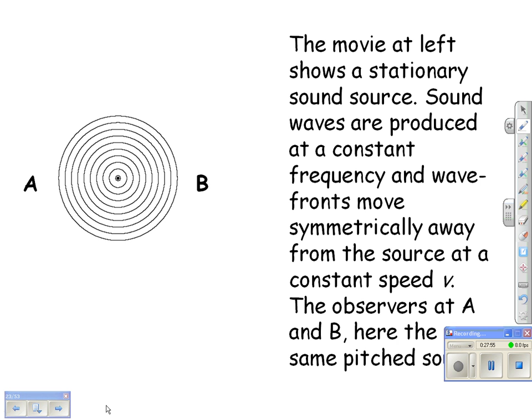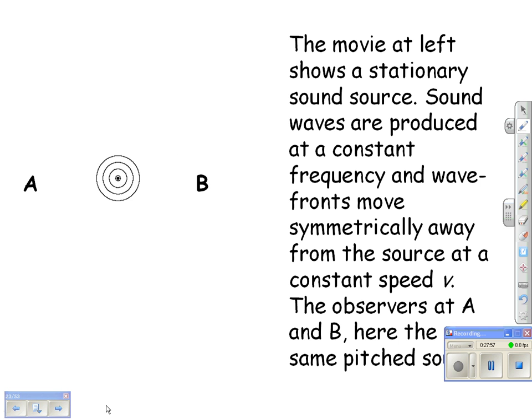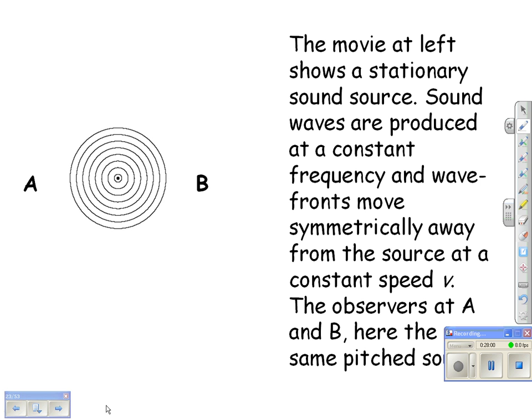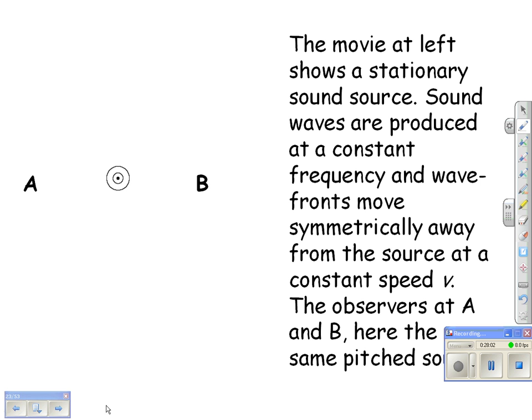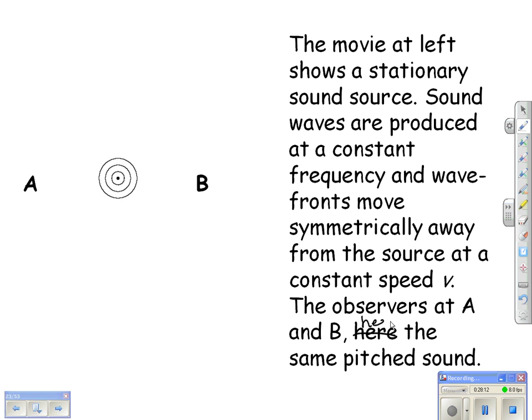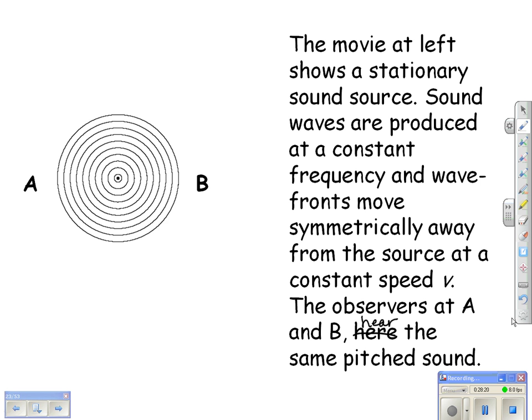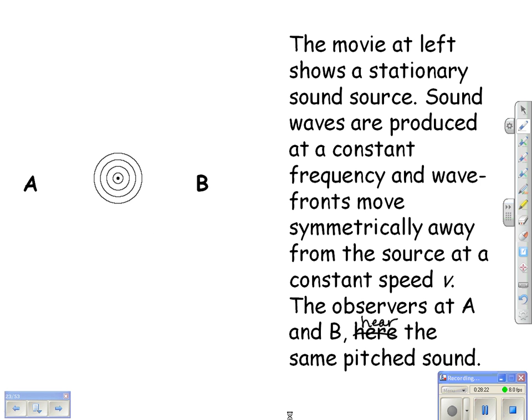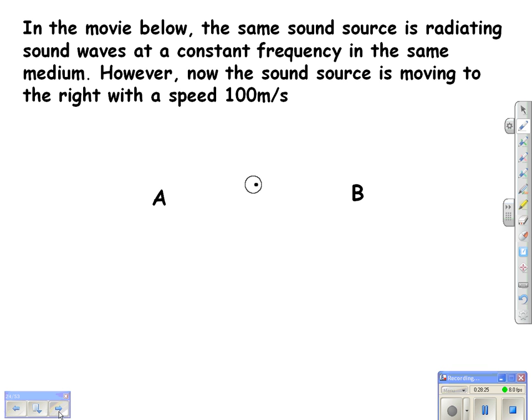The movie to the left shows a stationary sound source. The sound waves are produced at a constant frequency, and the wave fronts move symmetrically away from the source at a constant speed of v. The observers at A and B hear, and that should say HEAR, not here. So let's fix that. They hear the same pitched sound because the sound waves are coming at them the exact same way. Does everybody see this? Because this leads us into the next formula, which is big into this unit.